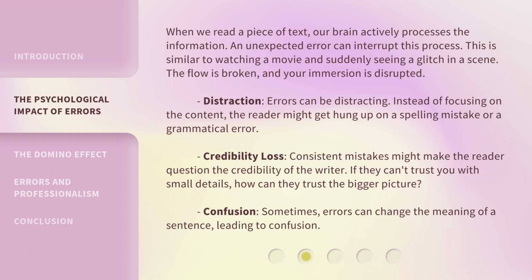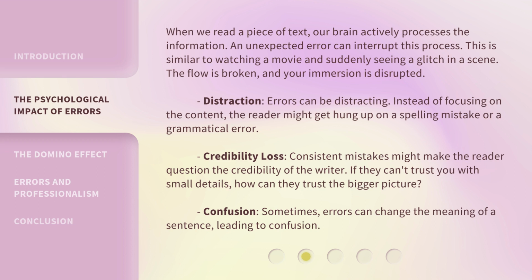When we read a piece of text, our brain actively processes the information. An unexpected error can interrupt this process. This is similar to watching a movie and suddenly seeing a glitch in a scene. The flow is broken, and your immersion is disrupted.